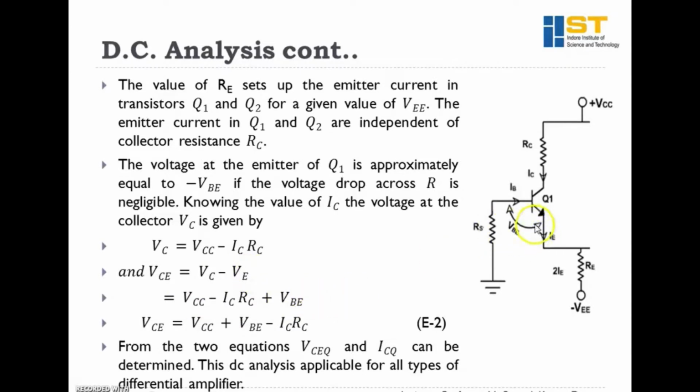Now what is VE? VE can be approximated as VBE, because the RS resistance is very small, so we can neglect this voltage drop. So what we can get is that this voltage VE is approximated as VBE, but in the negative polarity, because this is positive sign and this is negative sign. So we can get VE equals to minus VBE. So that way we can get minus VE equals to plus VBE. Therefore VCE can be written as VCC plus VBE minus IC RC. So this is the second operating point of this differential amplifier, and this DC analysis is applicable for all types of differential amplifier.